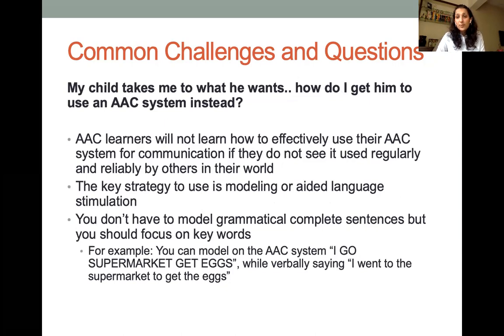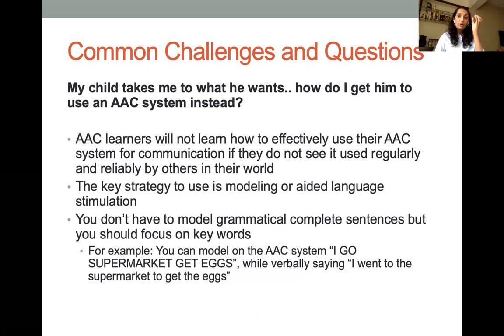Sometimes parents say, my child takes me to what they want. How do I use the AAC system instead? Now, taking a parent to what they want is the first thing the child will do, right? But you're trying to teach them a different system. So you have to first model it for them so that they can see that this is more effective, right?